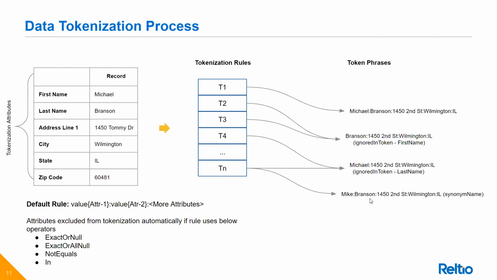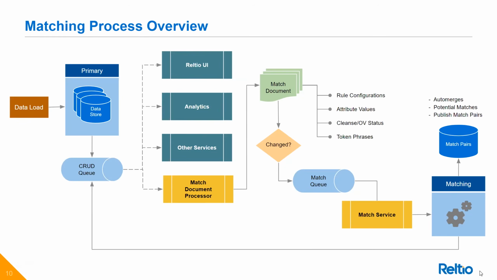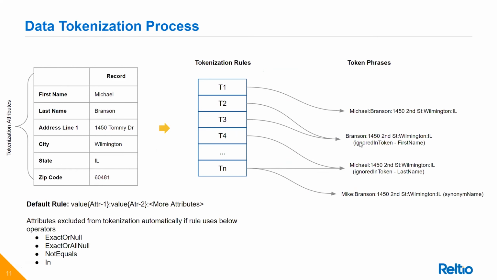So this is the tokenization process. We are here now. When the match document is created, we create the token phrases. Now we'll take one example, Michael Branson here, and these are the tokenization rules. Basically, for simplicity, just think of this as every rule has its own tokenization rule that gets constructed in the background. So let's assume that we have n rules here. For every rule, we have a tokenization rule.